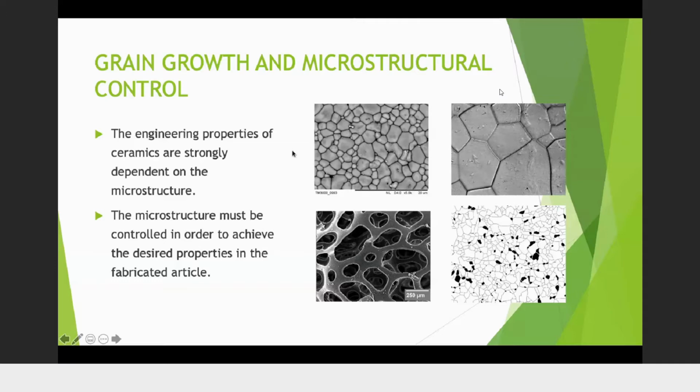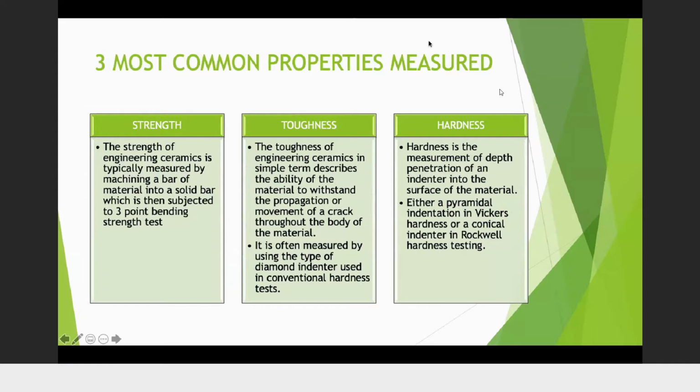Okay, so we need to control the microstructure. The three most common properties that are measured in a ceramic body are the strength, toughness, and also the hardness. In strength, for engineering ceramics, basically we use the 3-point bending strength test to measure the strength of the ceramics. That means you have your ceramic sample and a 3-point fixture will be pressed on the sample, and then you will measure the strength.